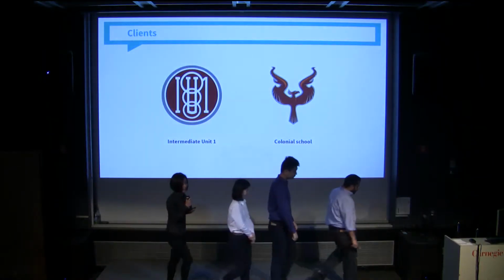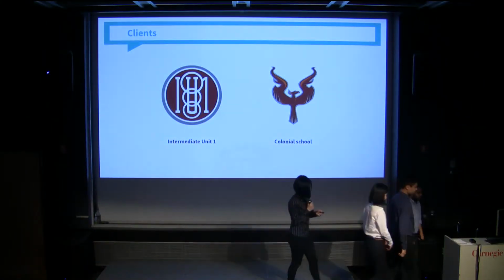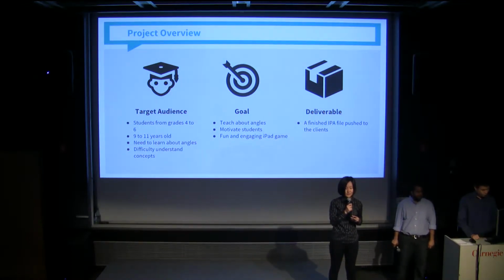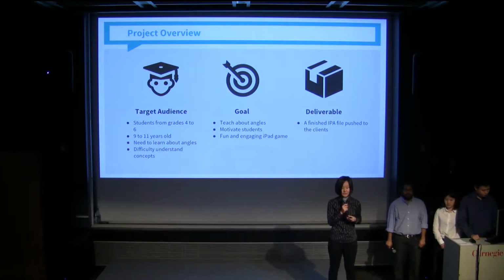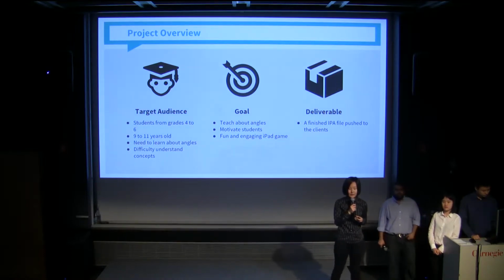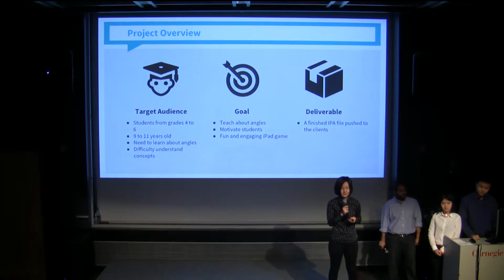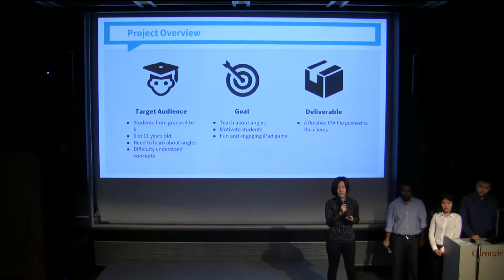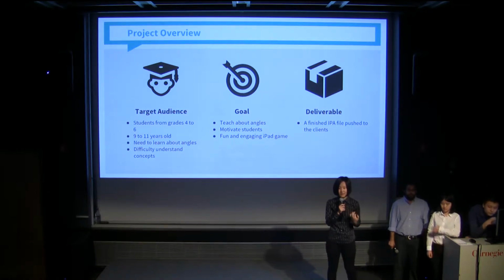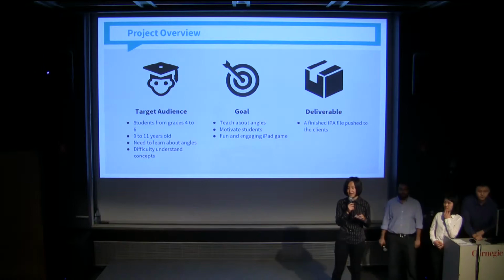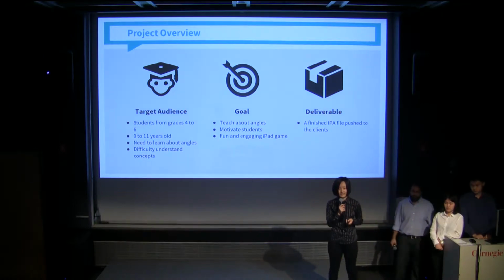So for this project, our clients are Intermediate Unit 1 Colonial School. The target audience are students from grade 4 to 6, aged 9 to 11. They need to learn about angles, but they were having difficulty understanding this abstract concept. So our goal is to teach about angles and motivate the students by providing them a fun and engaging iPad game. The final deliverable will be a finished IPA file pushed to the clients.